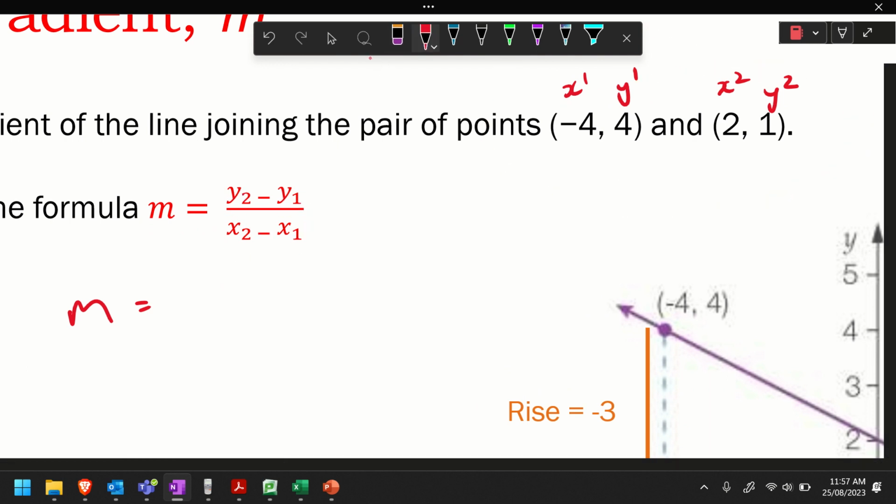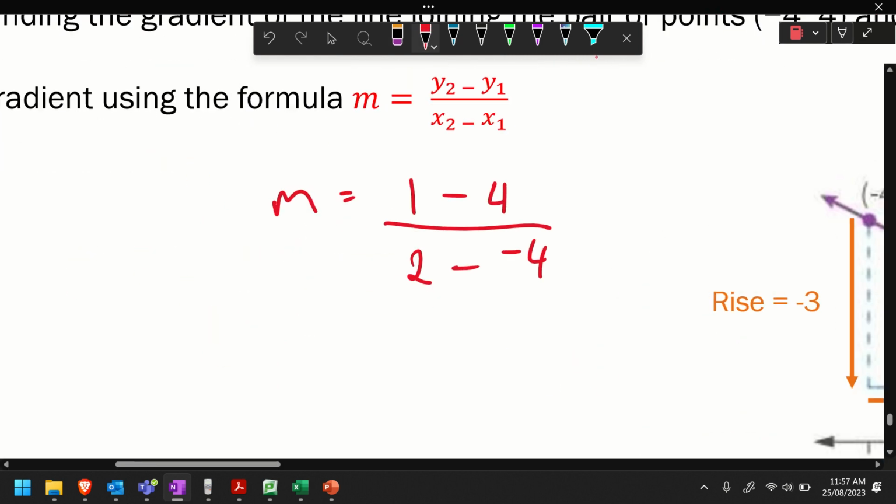So let's change that. So this is going to be y2 is 1, take away y1, which is 4, divided by x2, which is 2, take away x1. Now watch out for that. It's minus negative 4. Okay, what do you guys think will happen when you have two negatives next to each other? It has to become a positive. But if you put it in your calculator, it'll do it for you anyway. So I'll just leave that there so we know.